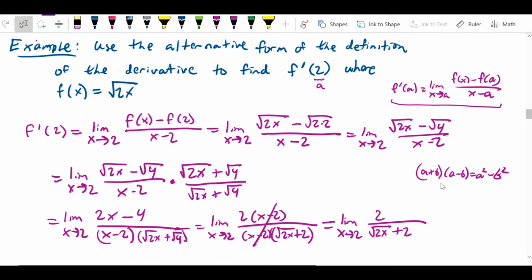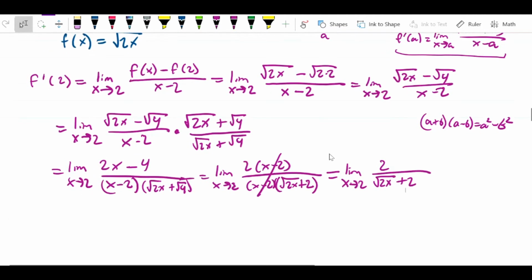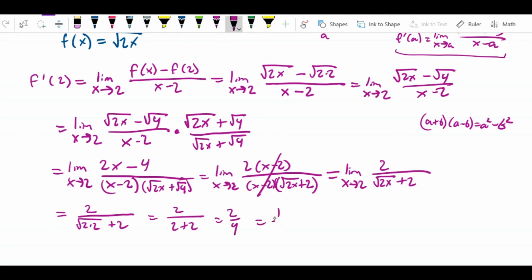So now I'm actually ready to do substitution on this because now I'm not going to get a 0 over 0 limit on the bottom. So I can now take the limit out and substitute. That gives me 2 over the square root of 2 times 2, plus 2, which equals 2 over the square root of 4, which is just 2, plus 2, so 2 over 4, which equals 1/2. So the answer is f prime of 2 is equal to 1/2.